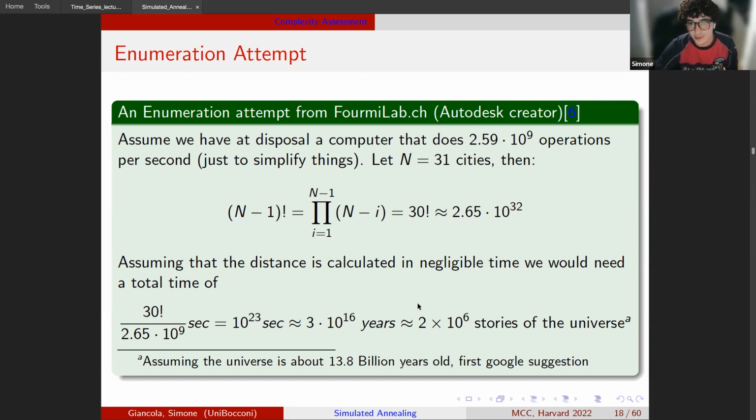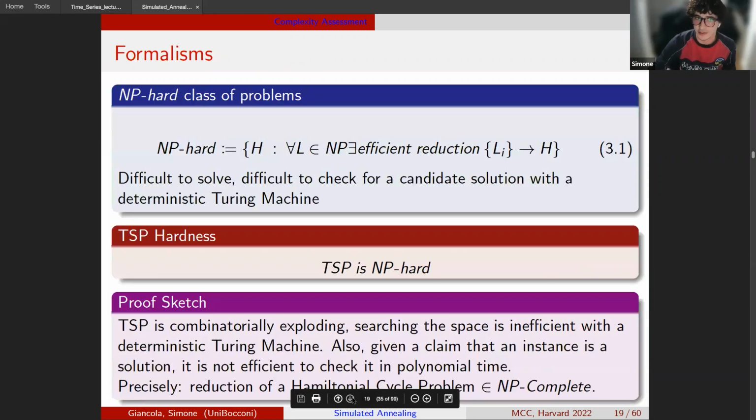We will need a total time of 2 million times the age of the universe, assuming the universe is this many billion years old. I don't really know about it. It's the first result on Google. But the thing is that if we have just 30 cities, which is basically like a normal province anywhere, if we wish to find a minimum distance, in the worst case, this is going to take us some time that we cannot really take to find a solution. So we cannot really do this.